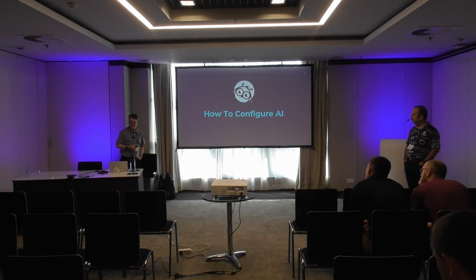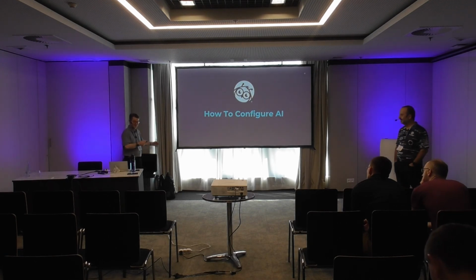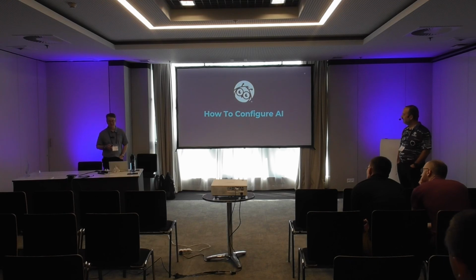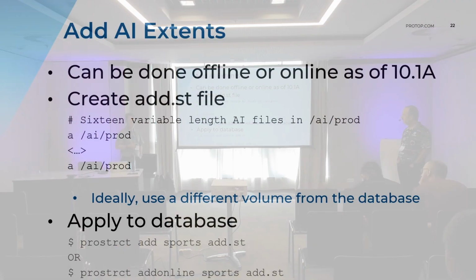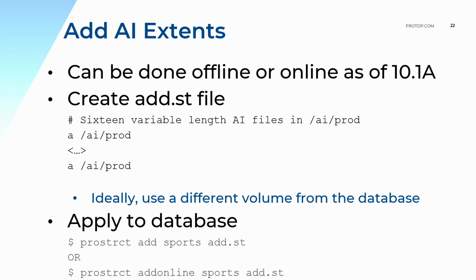So that's why you should do it, and why you should not do some other things. So let's talk about how to set this up. So let's imagine we have a database, but we don't have AI enabled. How do we get from unprotected to protected?